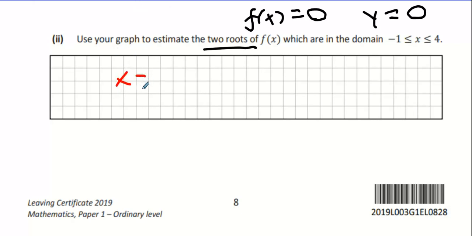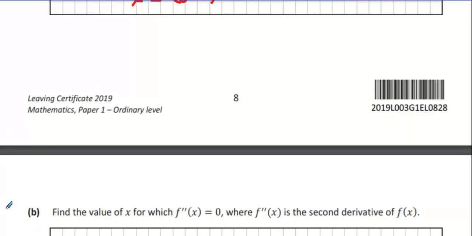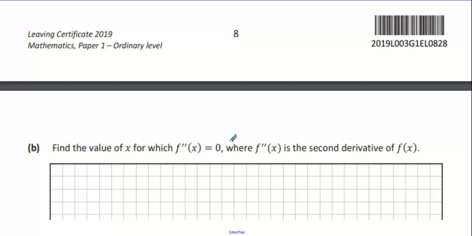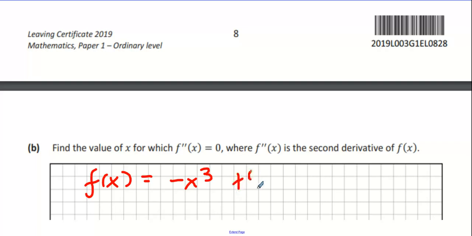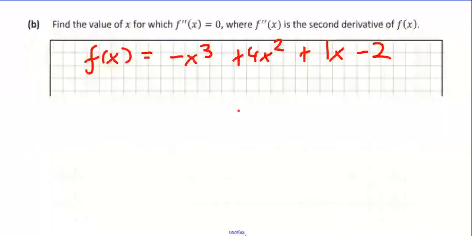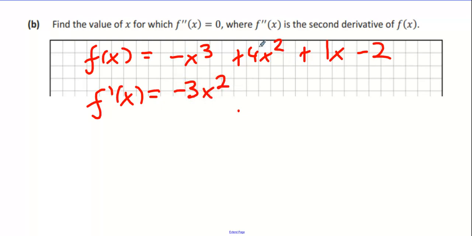We did that, didn't we? Minus 0.8 and... Okay, what's the next question after that then? Find the value when the second derivative equals 0. Okay, what's the original function again? Anybody remember? X cubed. Yeah. Plus 1x minus 2. Okay, let's differentiate that once. What do we get when we differentiate it once? Bring the 3 to the front, 3x squared, yeah. And then next one? After that? 1. All good.